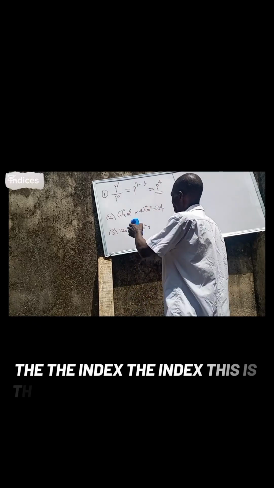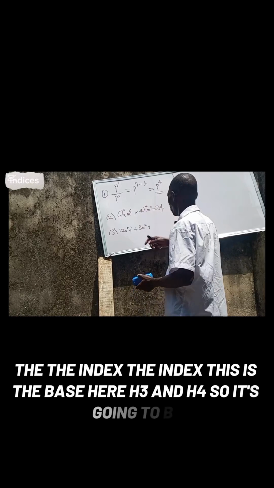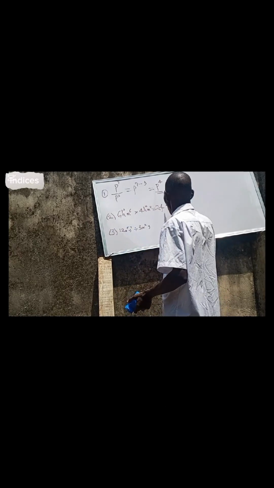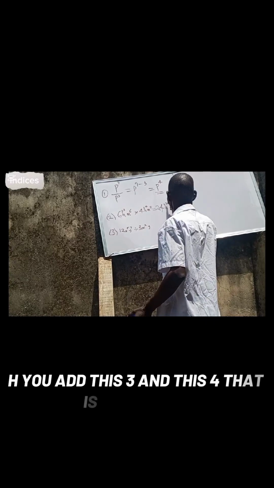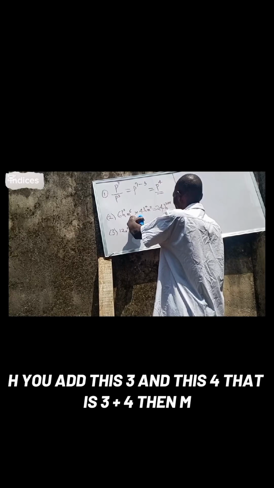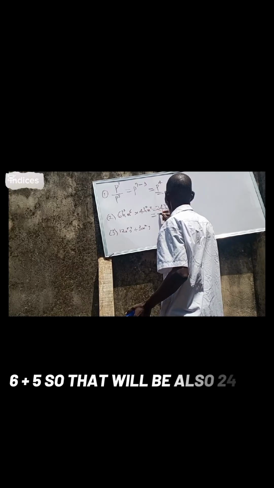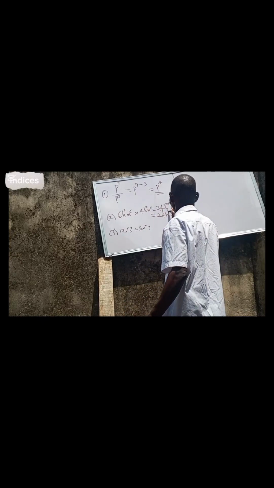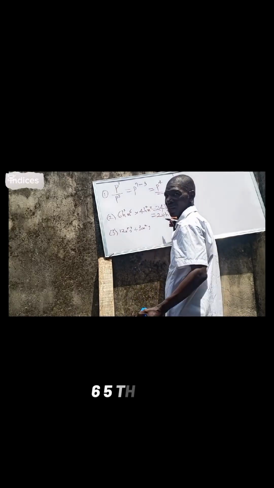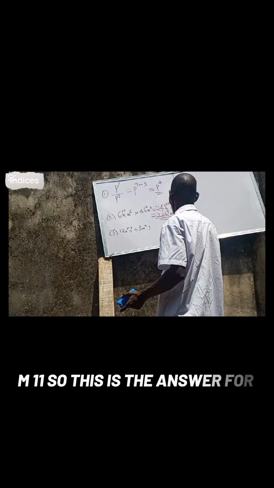Then the index, this is the base here, H 3 and H 4. So it's going to be H, you add this 3 and this 4, that is 3 plus 4. Then M, 6 plus 5. So that will be equal to 24, H, 3 plus 4, that is 7, M, 6 plus 5, that's 11. M 11. So this is the answer for this.